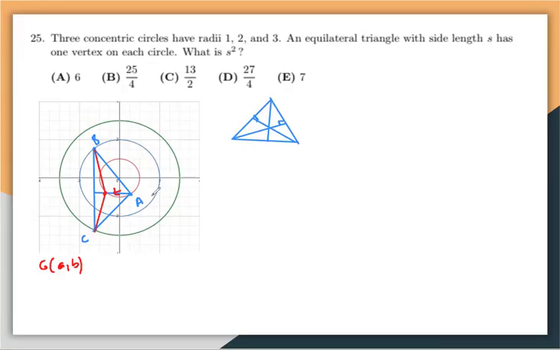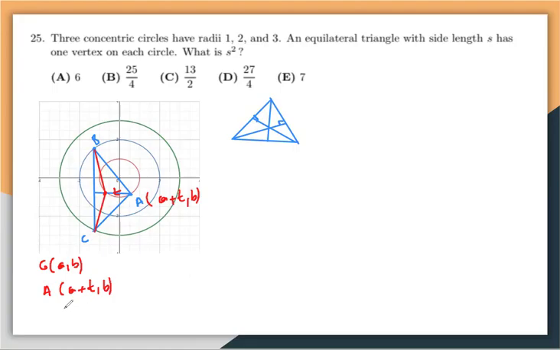And we want to find the coordinates of the vertices A, B, C. So A is T units to the right of the centroid. That should be A plus T comma B. So I can write this as A plus T comma B.